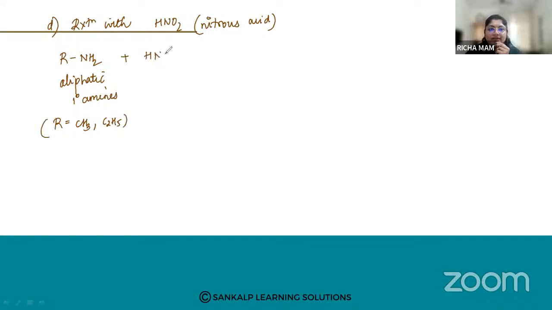So we have aliphatic primary amines. Aliphatic primary amines means when you have the carbon atoms in a chain or in a branch form like that, so they are aliphatic. Aromatic means when you have the R group as an aryl group. So we need an aliphatic primary amine, so your R should be a methyl group or an ethyl group. This I'm going to react with nitrous acid.